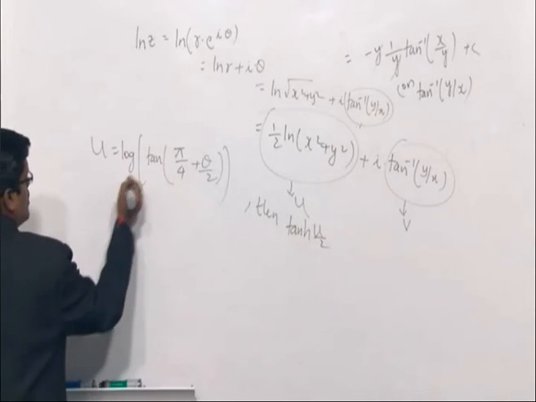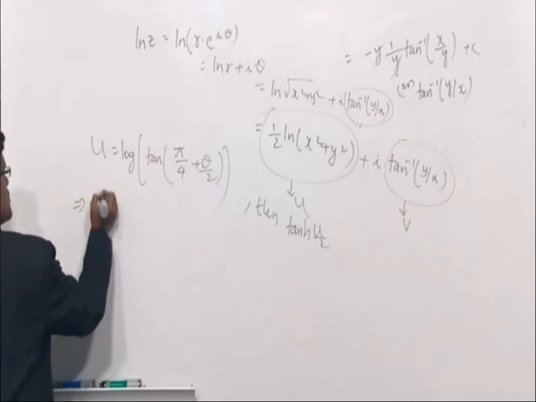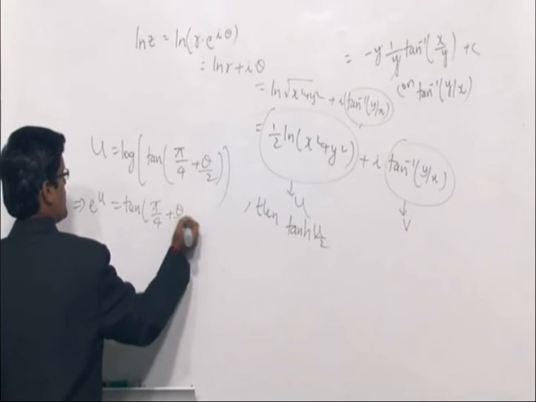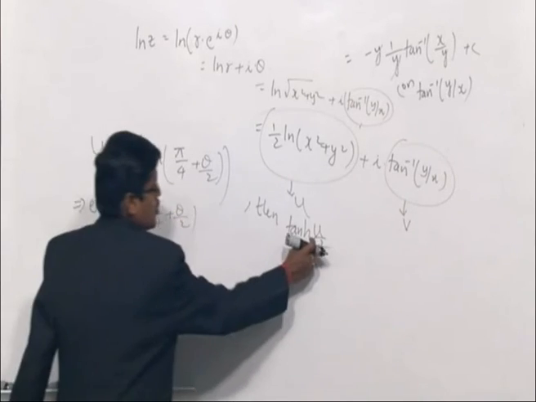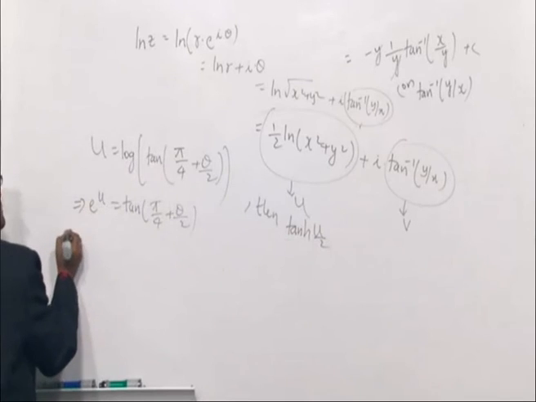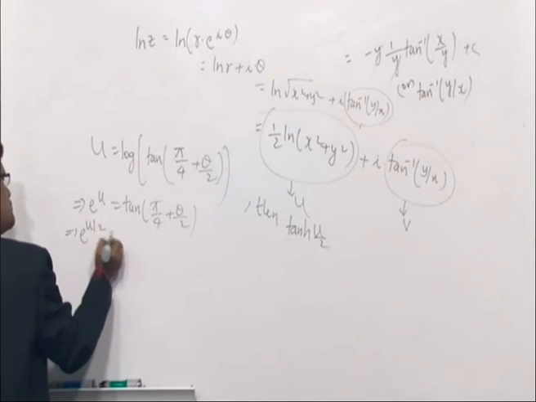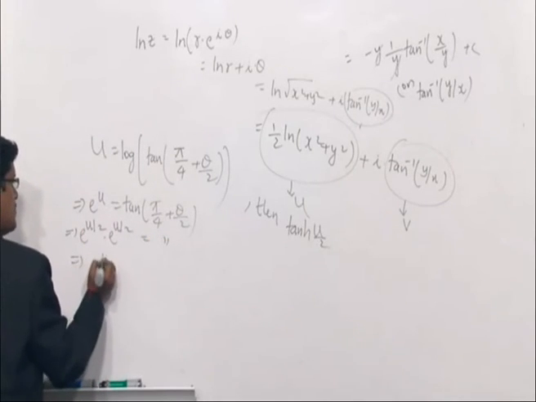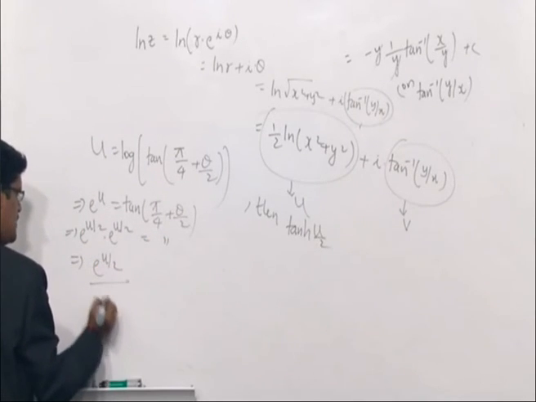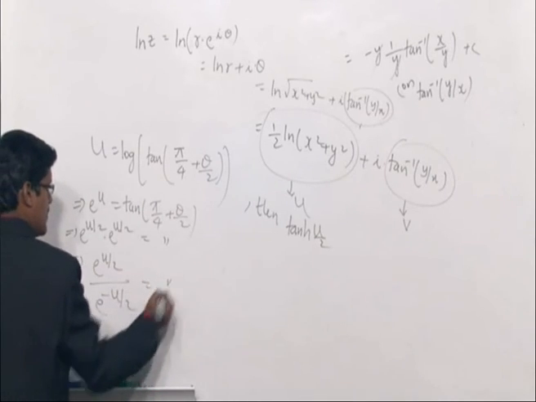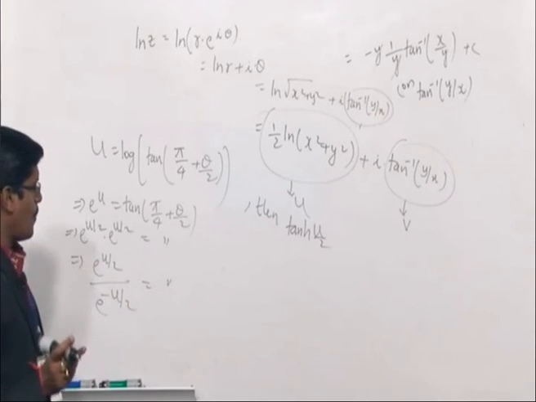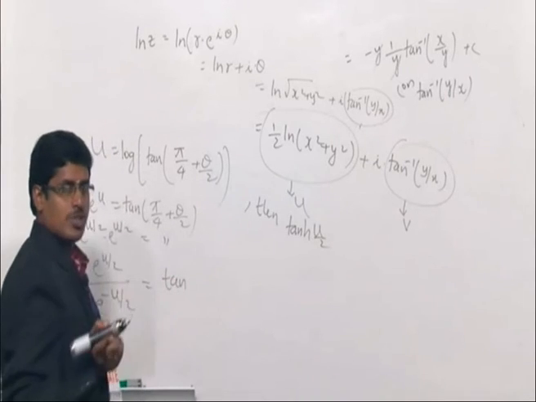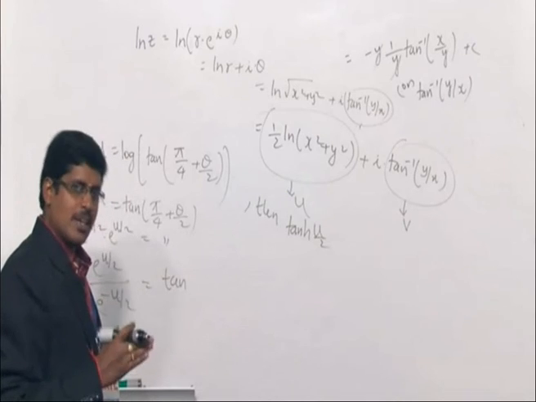Now see. Remove the logarithm, so this becomes e power u is equal to tan of pi by 4 plus theta by 2. Because it is asking for u by 2, how do you get u by 2? This can be written as e power u by 2 into e power u by 2. This is the same. And this can be written as e power u by 2 divided by e power minus u by 2, same. And you know componendo and dividendo. What is componendo and dividendo? If a by b is equal to c by d, then the sum of the numerators divided by the difference of the numerators.